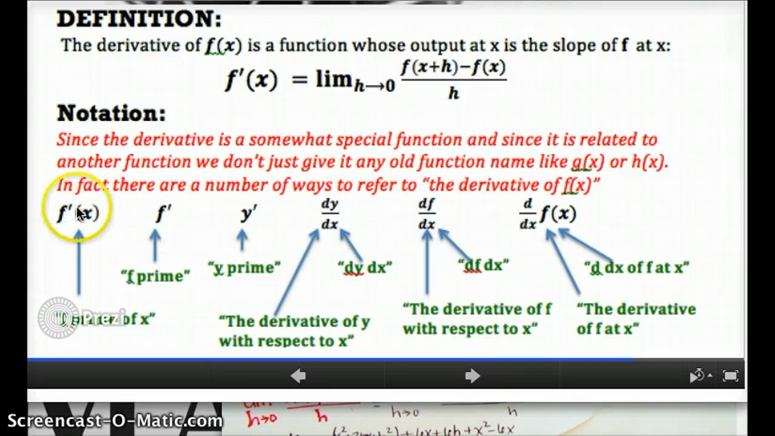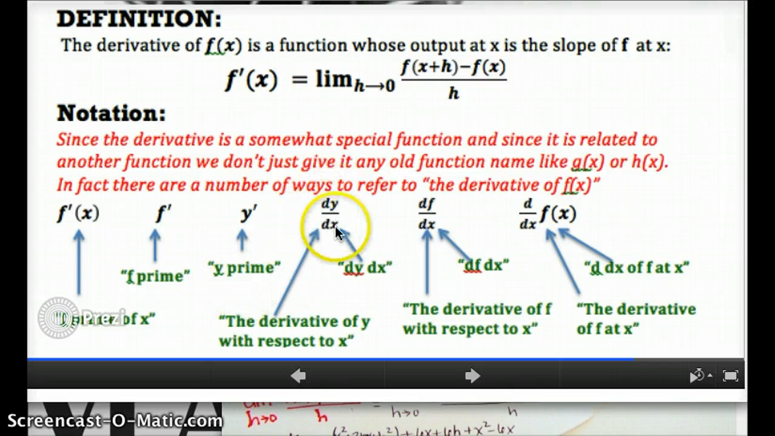When I say f prime of x, I mean the derivative of some function f. I could also just call it f prime. So if I say find f prime for me, I want you to find the derivative function. We could say y prime, as long as you already know what y equals, it should be a function.